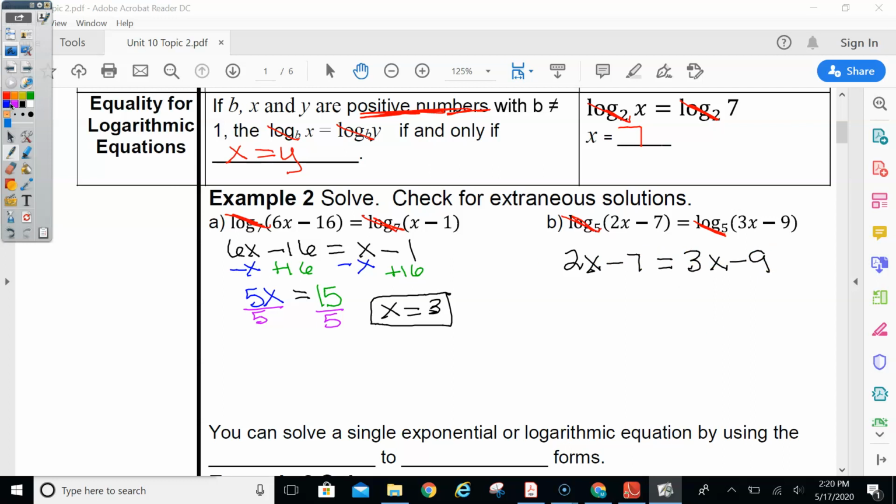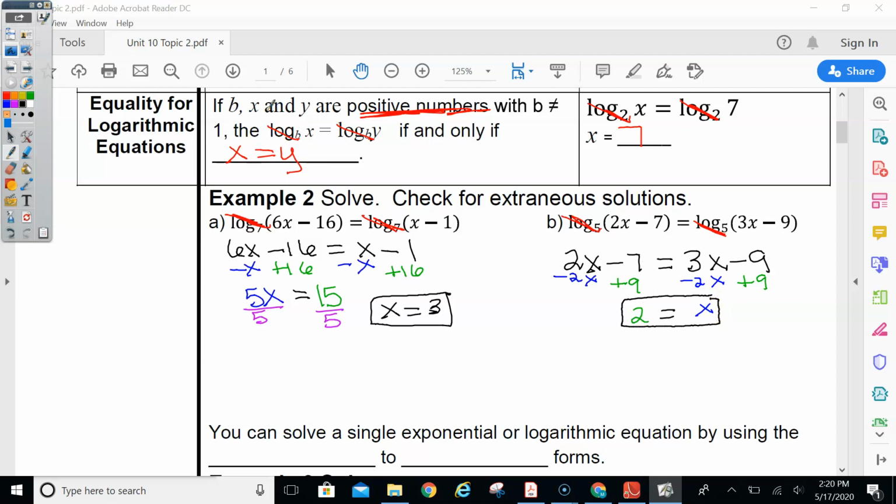So we want to move our x's to one side, so I'm going to move the 2x this time to make just an x over here. And I want to move the numbers to the same side, so I'm going to add 9 and add 9. So we get x is 2. Okay, so that's the solving part.